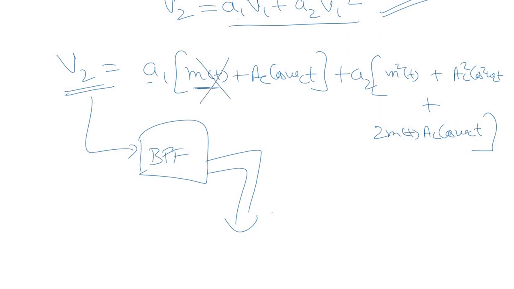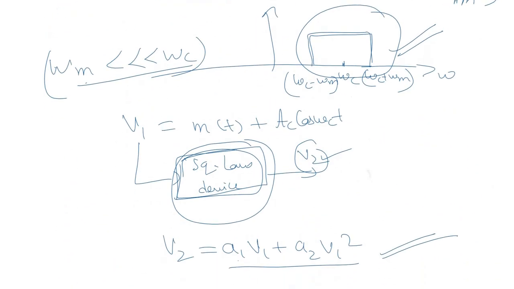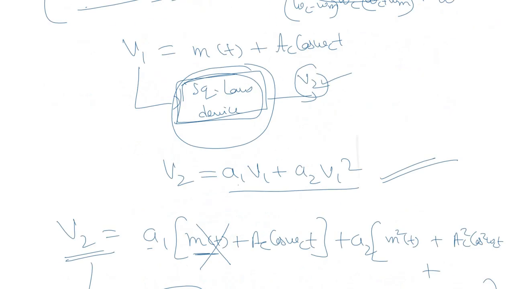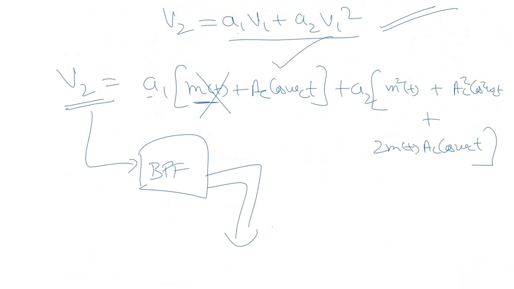eliminated. Next is your A1 into AC cos omega CT. So the frequency component present is omega C in this term. So obviously when we pass omega C through this pass band, it will be passed, right, without any distortion. This A1 into AC cos omega CT will be passed because omega C lies well in this region, right? So this will be passed.